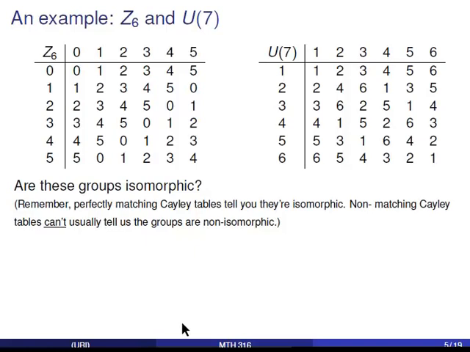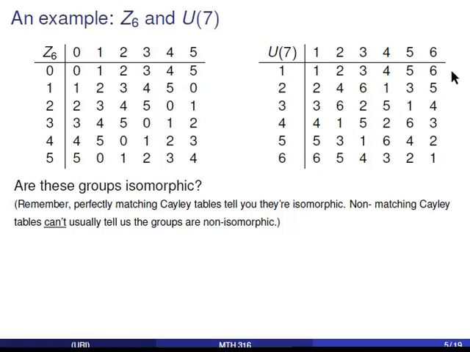Here we have the groups Z6 and U of 7. They're both finite groups of order 7. Here we have the integers modulo 6 under addition. Here we have the numbers less than 7 that are relatively prime to 7 and greater than 0. As you take a look at them, it's not immediately apparent that these groups would be isomorphic. The Z6 has the same diagonal stripe pattern we've seen for a long time now.